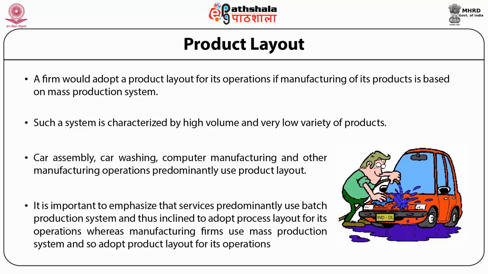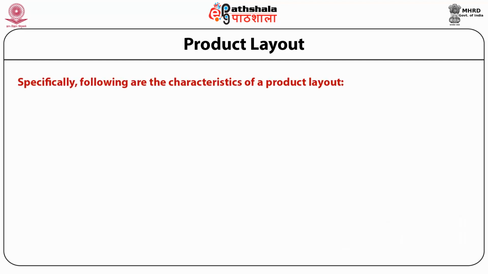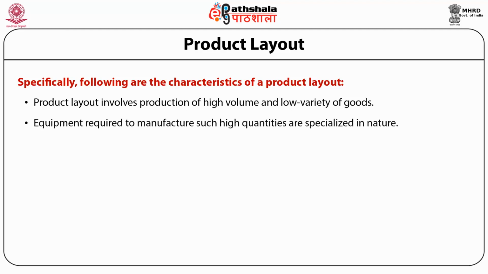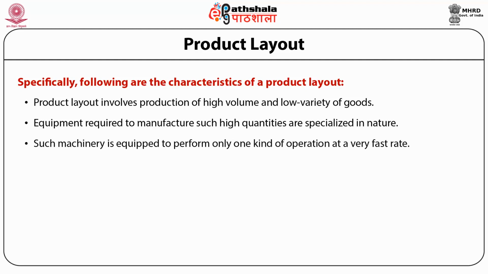It is important to emphasize that services predominantly use a batch production system and are thus inclined to adopt process layout for their operations, whereas manufacturing firms use a mass production system and so product layout for their operations. Specifically, the following are characteristics of a product layout.